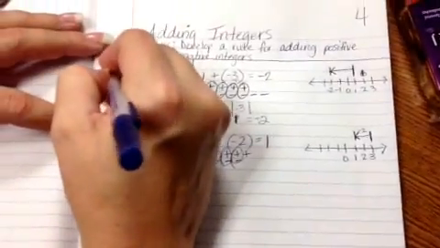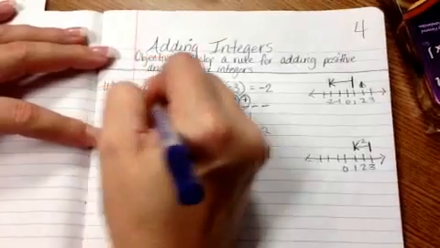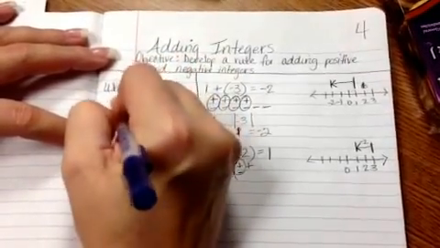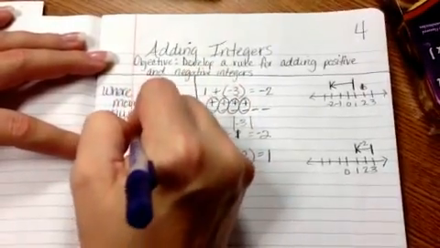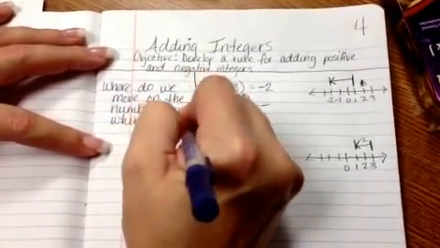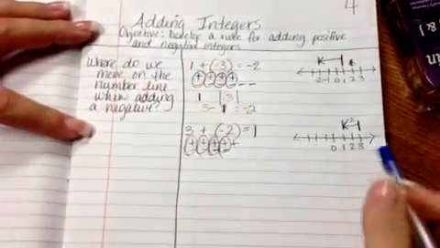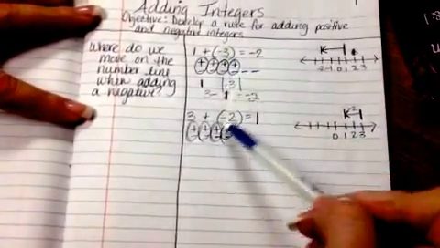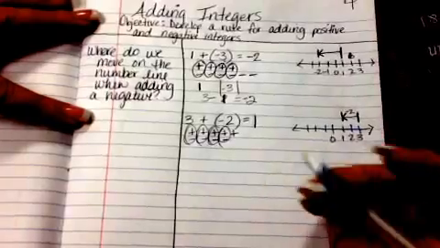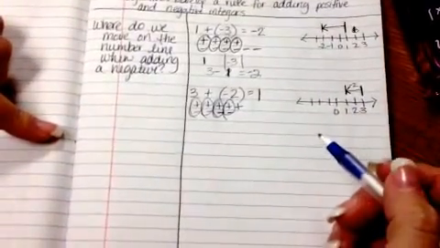So a good question for you is, where do we move on the number line when adding a negative? Where do we move on the number line when adding a negative? When we added negatives, we moved left, exactly like subtracting. If you need to pause the video at this time to get the rest of your notes, now would be a great time to do so.